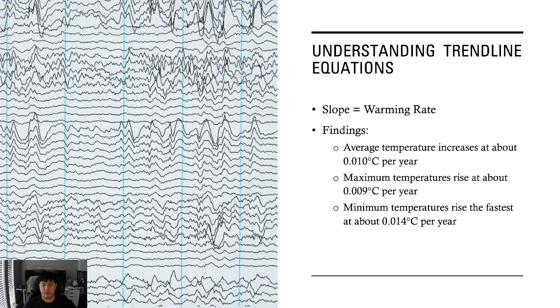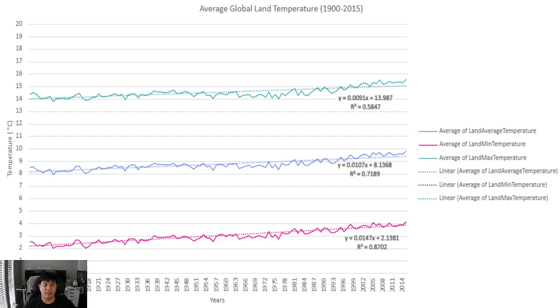Now, understanding the trend line equations, we wanted to show that there's some mathematical value explaining what exactly was happening. So if we go back, we see all of these slopes. These slopes are essentially our rate of change. That tells us how fast we're warming. That's our warming rate.